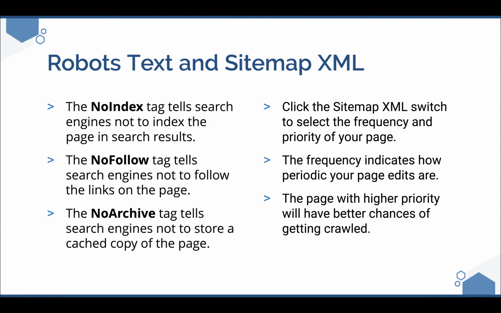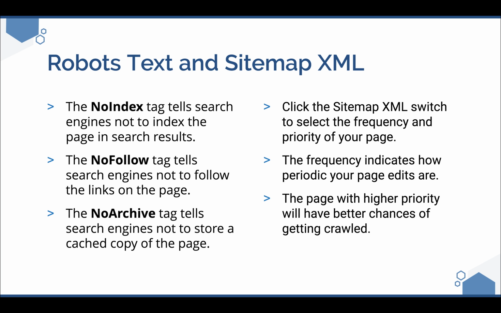We also provide robots text and sitemap XML settings. The robots text has three different tags, which are the no index, no follow, and no archive tags. Each of them plays a different role, where the no index tag will tell search engines not to index the page in search results, and the no follow tag will tell search engines not to follow links on the page, whereas the no archive tag will tell search engines not to store a cached copy of the page.